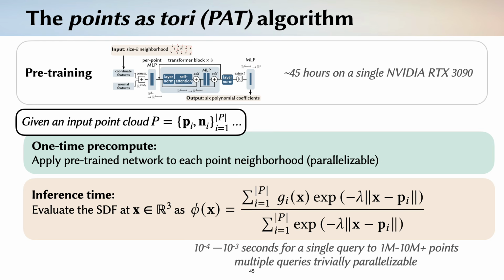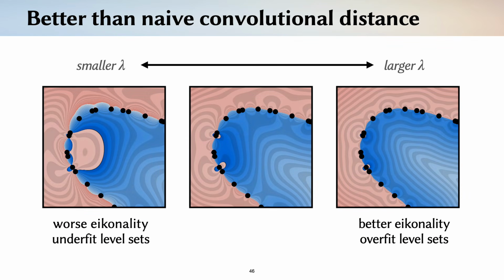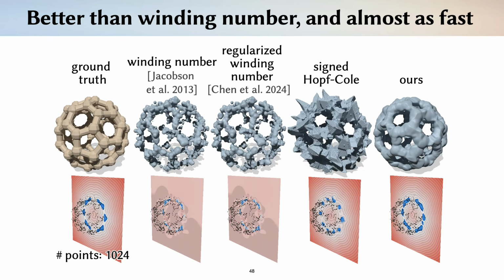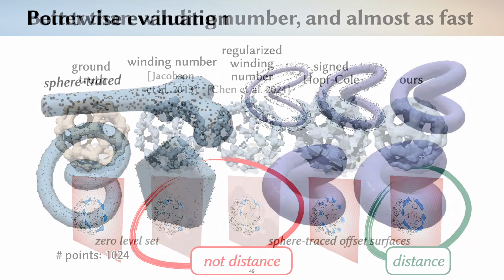We also just have a single simple formula for lambda, so we don't have to play around with it or make a trade-off between reconstruction and distance. In these past distance formulas, it's actually not even very easy to choose a lambda that gives good results. In fact, our method gives better reconstructions than other fast point-based methods, including winding numbers, while also providing distance information.